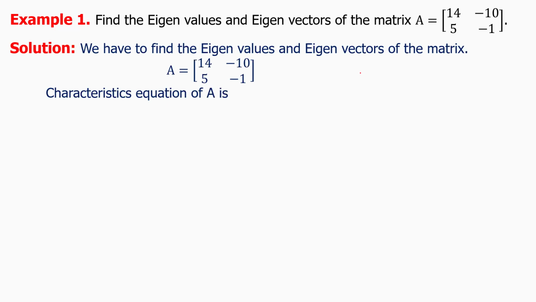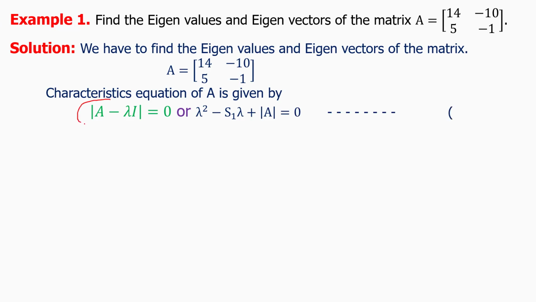The characteristic equation of A to calculate the value of lambda, or eigenvalue, is given by determinant of A minus lambda I equal to 0. It is the general equation of eigenvalues. Or we can also use a shortcut method to find the eigenvalues of the matrix. Let us take both the equations. In both cases, we will get the same answer. So I will explain one by one.